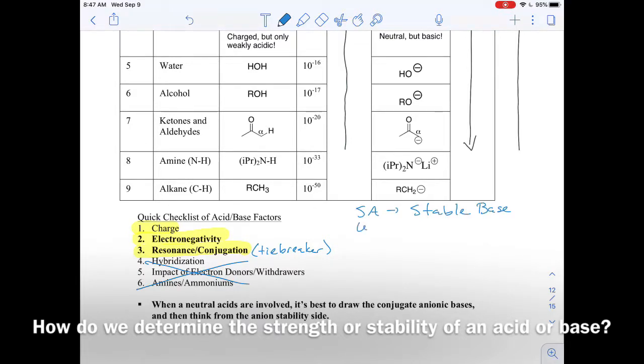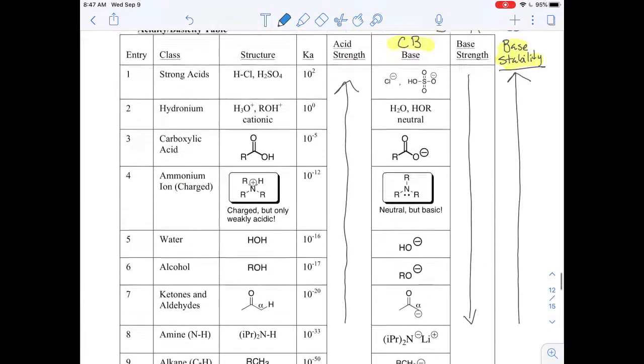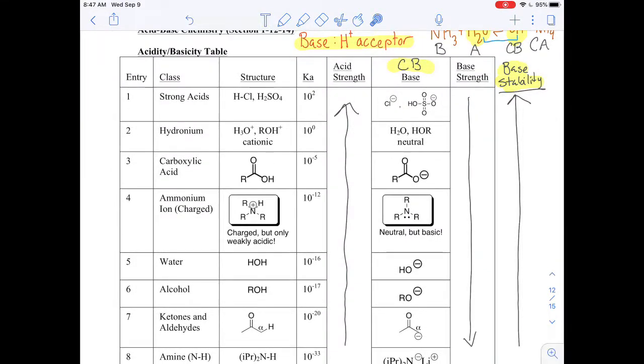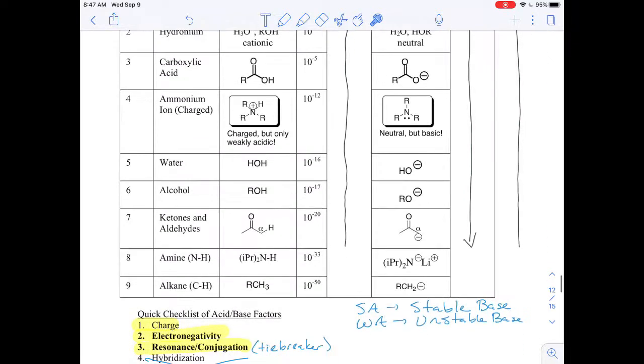If I have a weak acid, I have a very unstable base. And why I'm saying that is that the stronger it is up here, the weaker it is here. Right? So if I have a weak acid down here, that means that the stability is low.